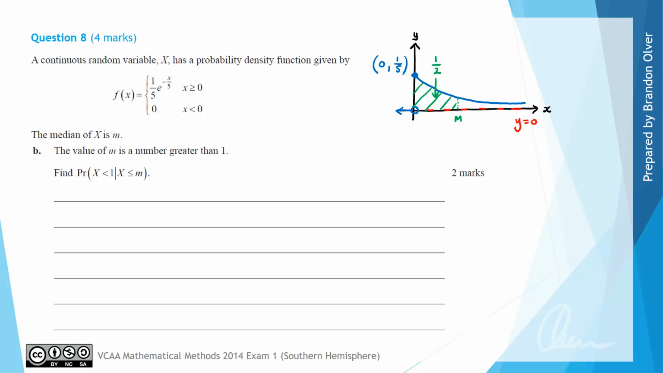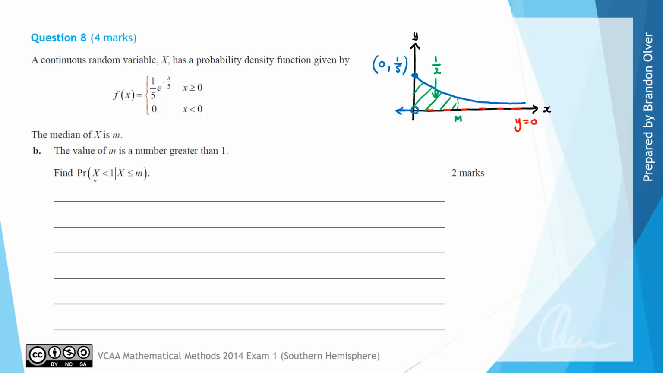For part B, we're told the value of m is a number greater than 1, and you'll see why that's important in a moment. Using that information and the rest of the information in the question, we're asked to find the probability that x is less than 1, given that x is less than or equal to m.